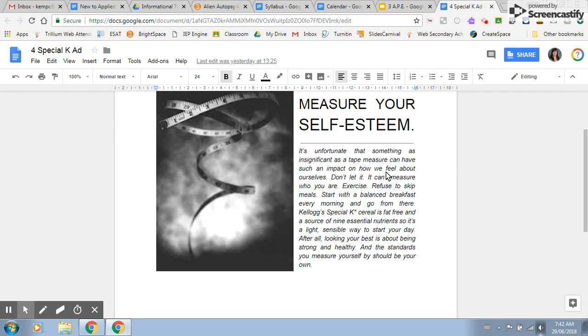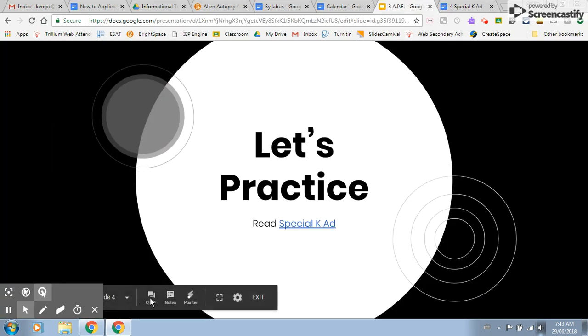So it reads, it's unfortunate that something as insignificant as a tape measure can have such an impact on how we feel about ourselves. Don't let it. It can't measure who you are. Exercise. Refuse to skip meals. Start with a balanced breakfast every morning and go from there. Special K cereal is fat-free and a source of 9 essential nutrients, so it's a light, sensible way to start your day. After all, looking your best is about being strong and healthy, and the standards you measure yourself by should be your own.